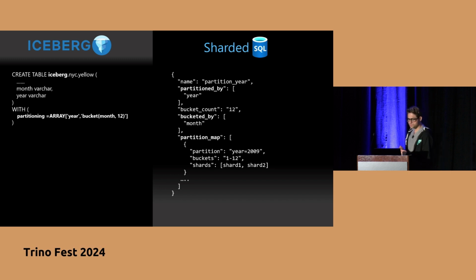Some of the important things to call out here is that similar to how we have Iceberg partitioning and bucketing, you can specify partition and bucket keys in Sharded SQL connector. In this example, I'm again partitioning by year and bucketing by month. And you can define a map of partitions which describe how the data is laid out across multiple servers. So in this example, I would say my partition for year 2009, buckets 1 to 12 live in shard 1 and shard 2.